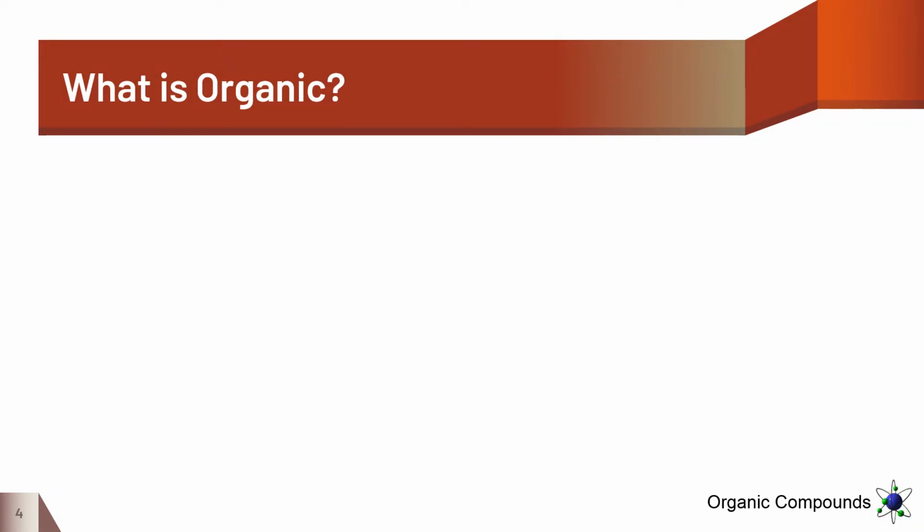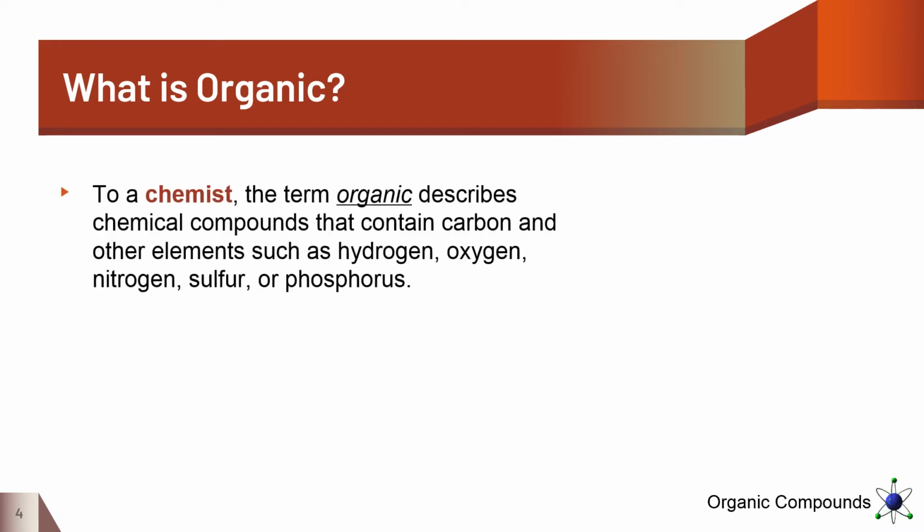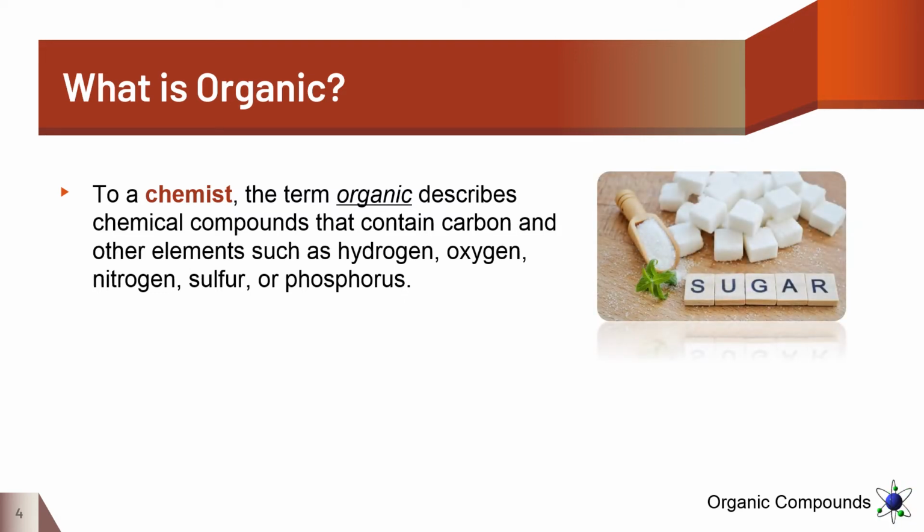Now, let us have this one. What is organic? To a chemist, the term organic describes chemical compounds that contain carbon and other elements such as hydrogen, oxygen, nitrogen, sulfur, or phosphorus. Let us have this particular example. As you can see, this one shows us an example of a sugar. And a sugar has a chemical formula of C6H12O6. The compound contains a carbon, hydrogen, and oxygen. Therefore, this one is said to be organic.